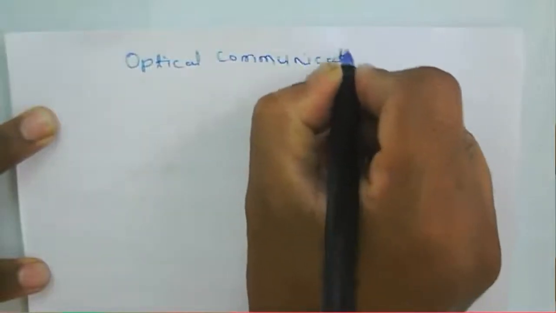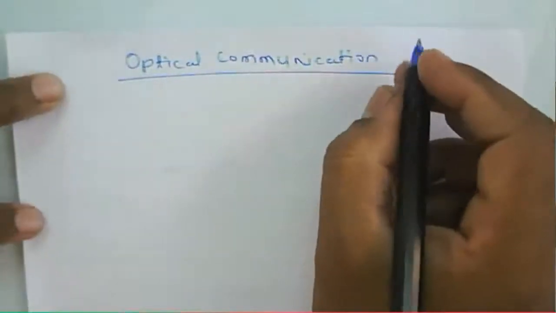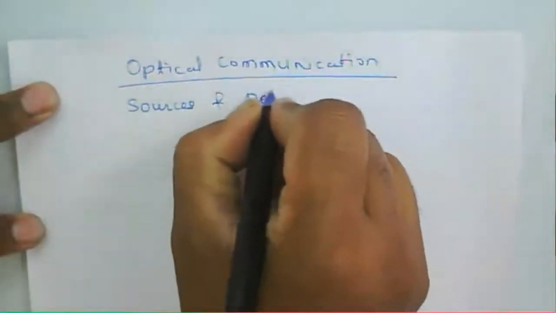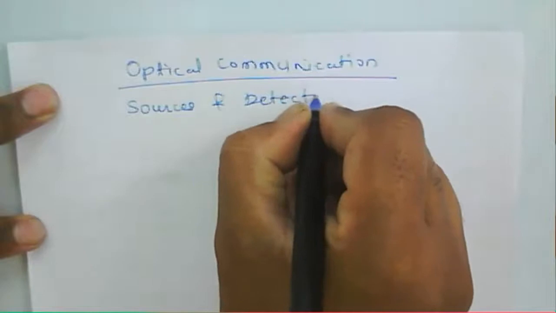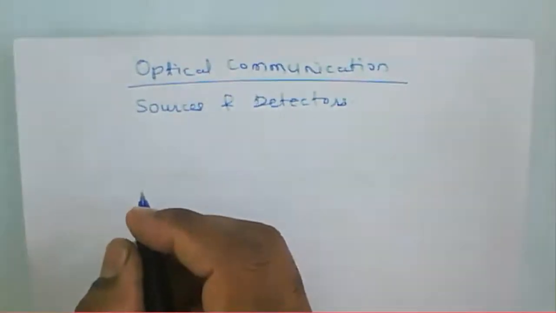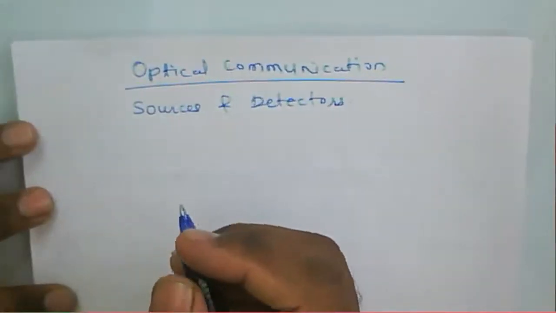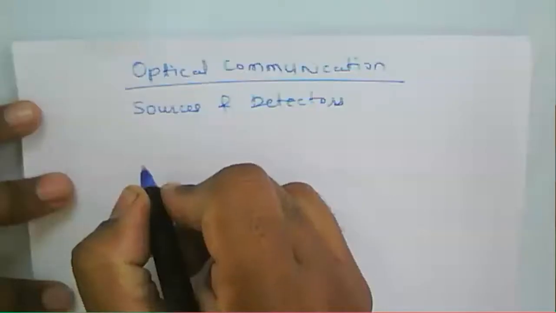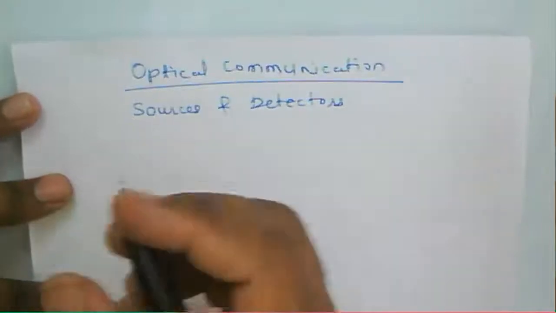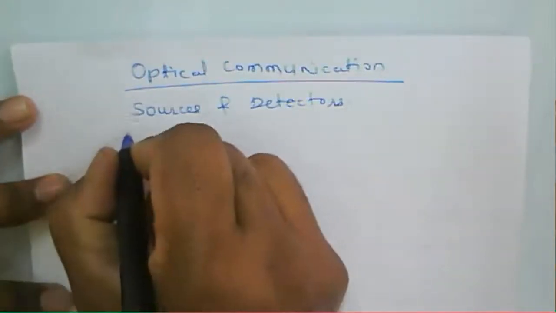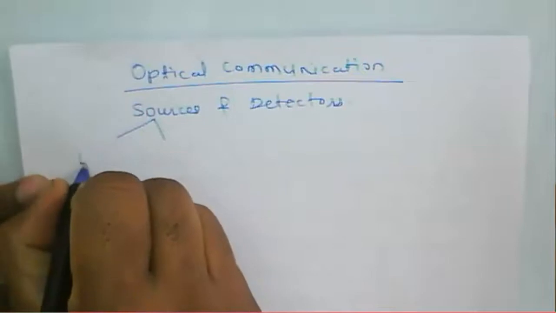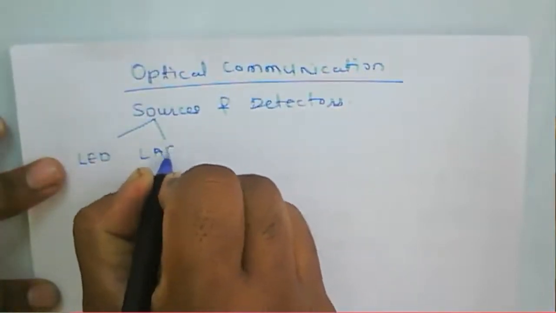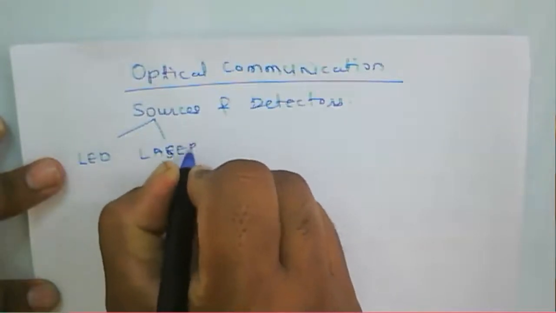Today we will learn Module 3. In this module, we will learn about sources and detectors. Now, what are the various optical sources and what are the various optical detectors used in the optical fiber communication that we are learning? The sources are of two types: one is a laser and another is an LED.